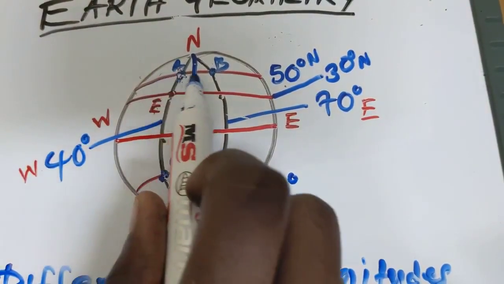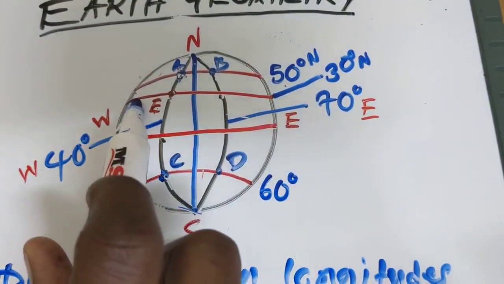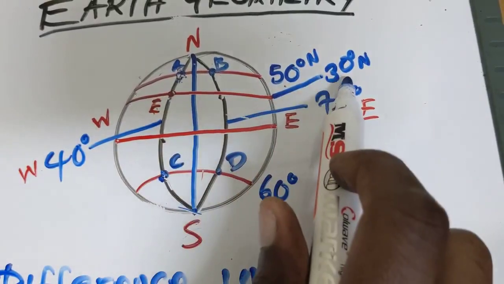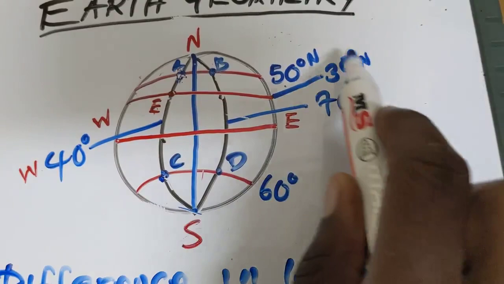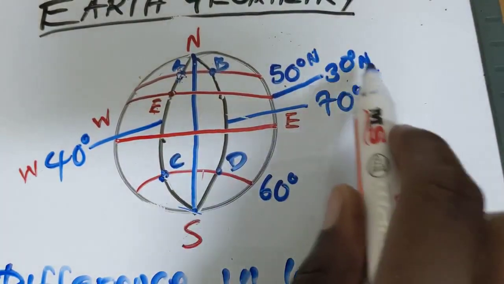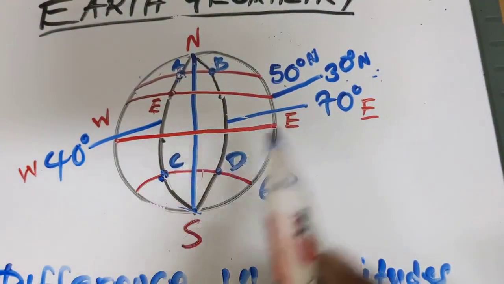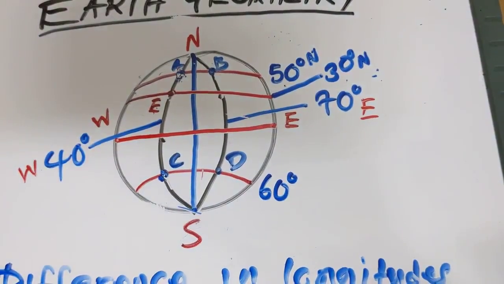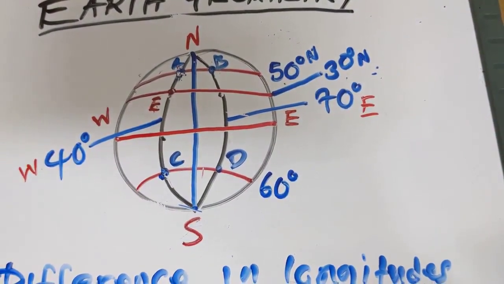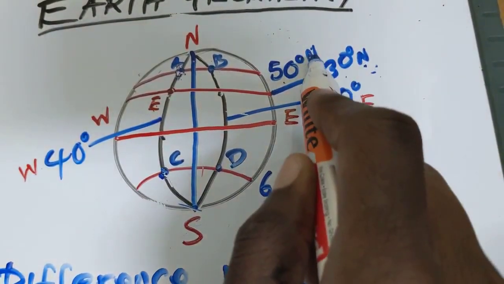So A is in what? Latitude 50 degrees north. This point is in latitude 30 degrees north. So they are the same; they are in the same hemisphere. When they are in the same place, we subtract. That is what we do when finding the difference in longitudes or in latitudes.